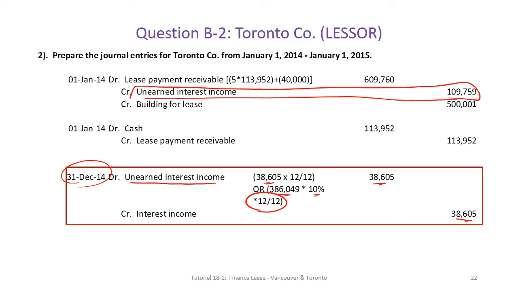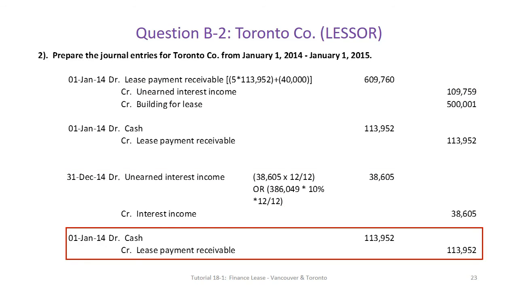Again, watch the prorating. And then there's a typo here in the solution. That should be January 1st, 2015. Guess what? The cash payment is received and the lease payment receivable is credited.